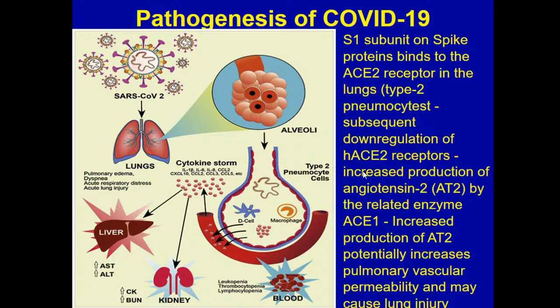So in the lungs, the blocking of these ACE2 receptors increases the production of angiotensin 2 by the related enzyme, angiotensin converting enzyme 1. And the increased production of angiotensin 2 potentially increases pulmonary vascular permeability, right? And may cause lung injury. So we may see pulmonary edema, dyspnea, acute respiratory disease, and acute lung injury at that moment.